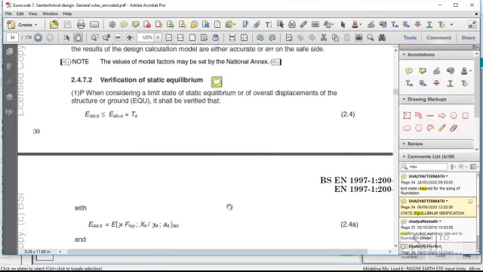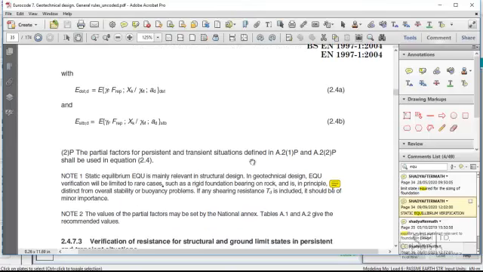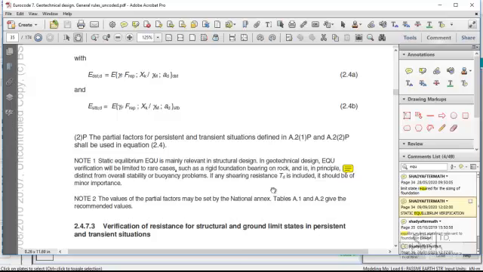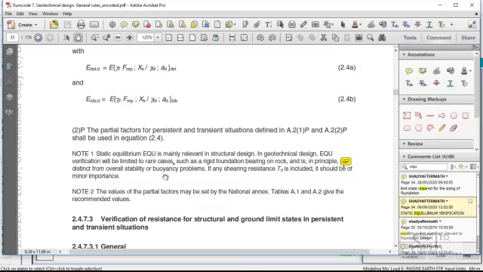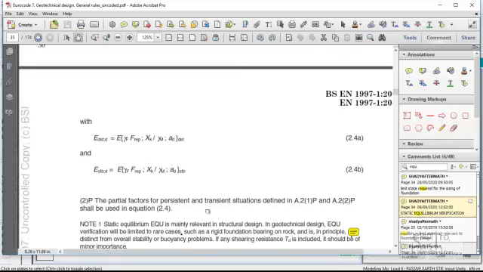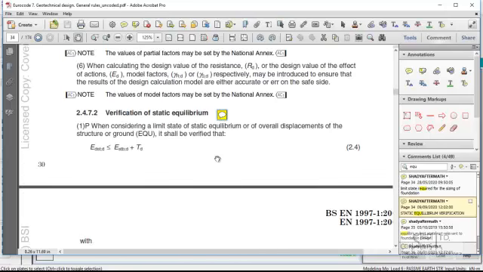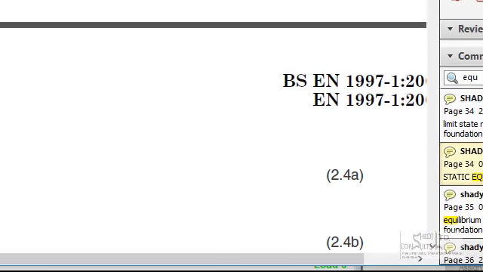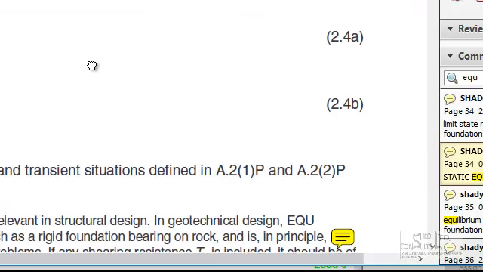The equilibrium limit state is used in checking the stability of structures, which does not in effect cater for the strength requirements. So you can see static equilibrium is mainly relevant to structural design, the design of the stability of the structure. In geotechnical design, equilibrium verification will be limited, so it does not cater for geotechnical design. So we check the stability against overturning, stability against sliding, and then stability against bearing capacity failure. Stability against overturning and sliding is catered for by the equilibrium limit state verification.